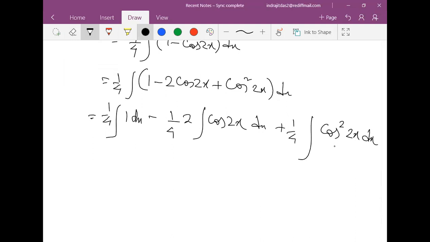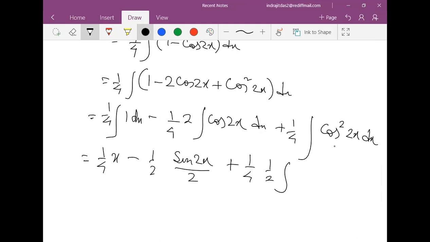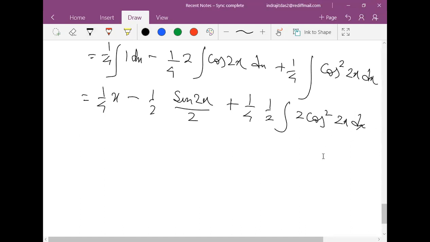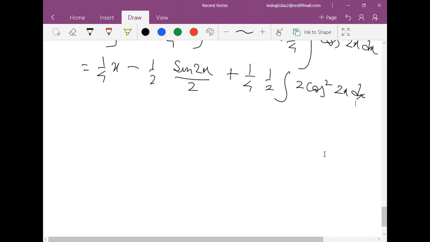Now if you look at this problem, you are getting 1 by 4x. This is half sin 2x by 2 for the cos 2x integration. But in the last case, again we need a half. Why? Because of 2 cos square 2x: we don't have any direct formula to integrate sin square or cos square. We cannot integrate sin square x or cos square x directly. We need to convert to multiple angle. Whenever sin square x or cos square x comes, we need to use the multiple angle. Multiple angle means this cos square 2x will be converted.